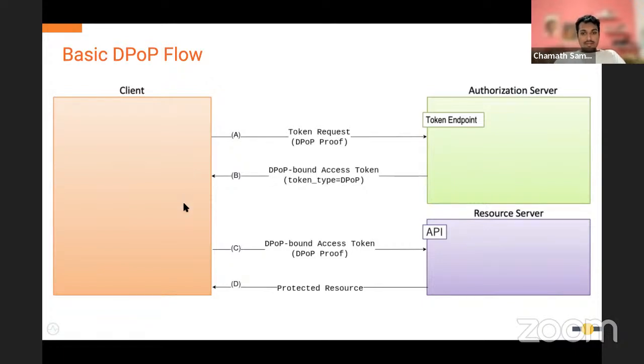And when the client wants to access a resource, it would send this DPoP bound access token, and along with that, it would also need to send another DPoP proof JWT. What the resource server would do is first validate the access token, validate the signature of the JWT in the DPoP proof JWT, and then validate the binding between the token and the DPoP proof. And if it's valid, it would honor the request. So that's the basic DPoP flow.